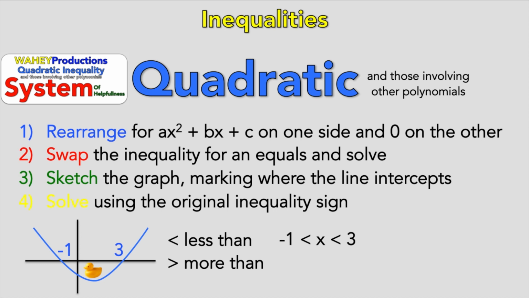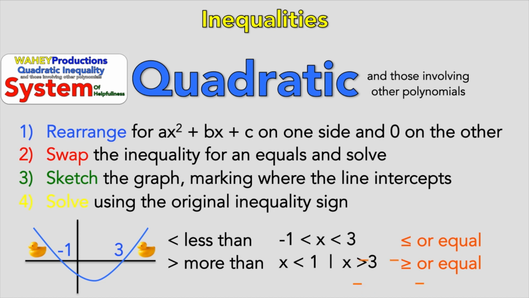Simples. When the sign is more than, there are 2 regions above the line shown by the duckies, so the answer is x is less than minus 1 or more than 3. If you have an or equal to sign, then you just add the little line. Really, it makes no difference. It just means you're including the x-axis in what you're blabbing on about.